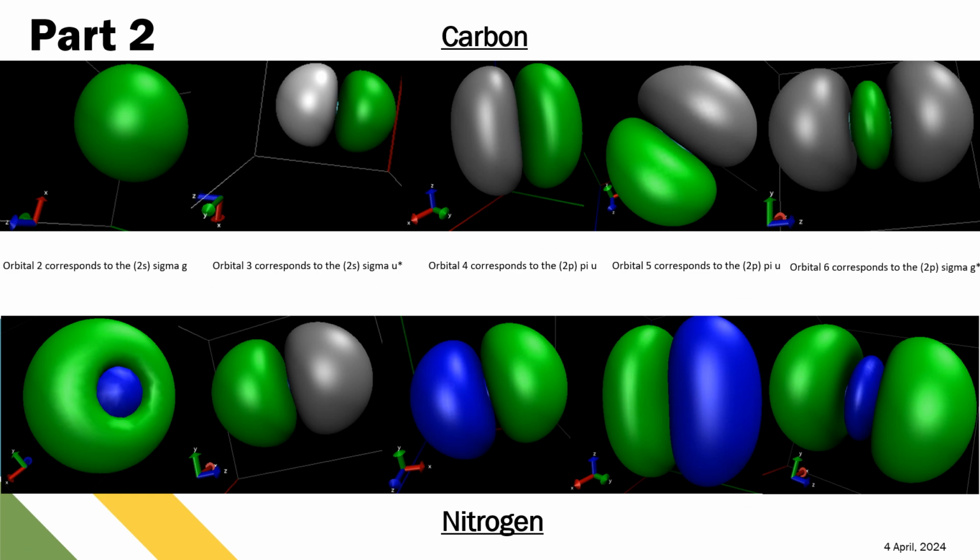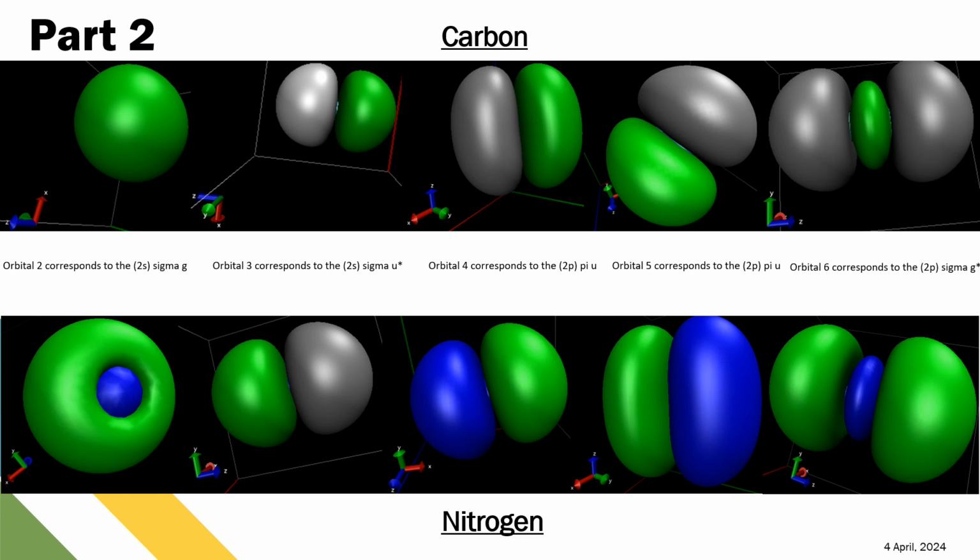Drawn here are the molecular orbitals 2 through 6. Going from left to right, we have the 2s sigma g orbital, which is our second orbital. Our third being the 2s sigma u starred, fourth being our 2p pi u, and our fifth also being a 2p pi u orbital, as this can hold 4 electrons.